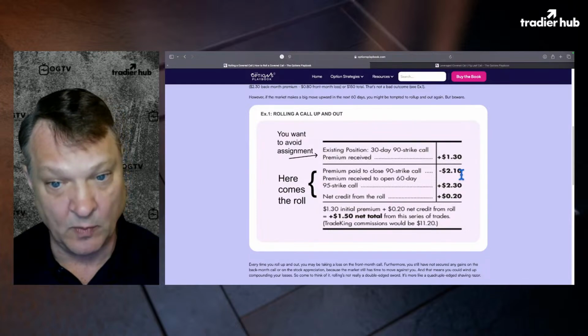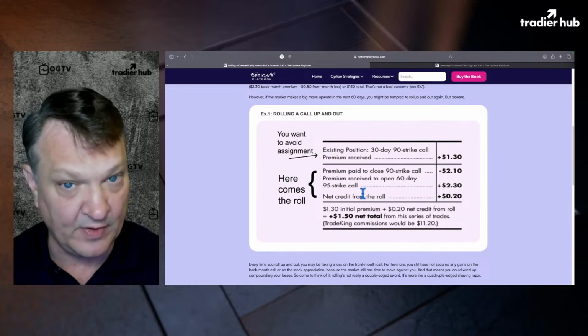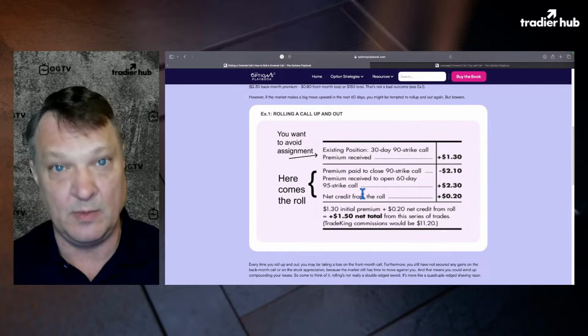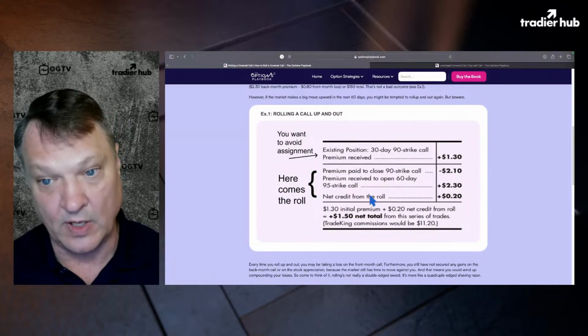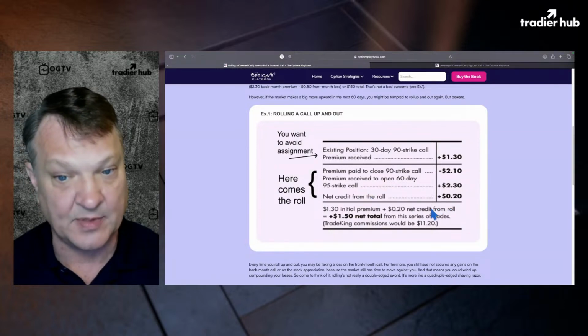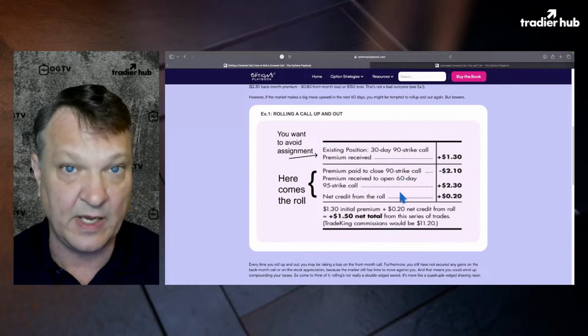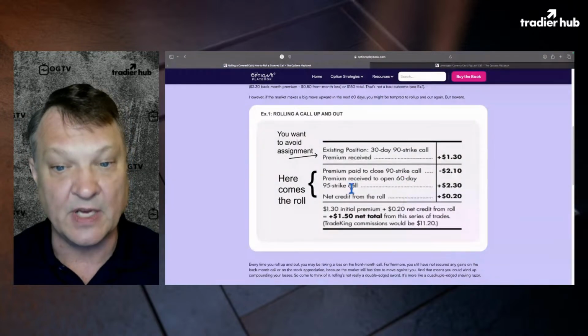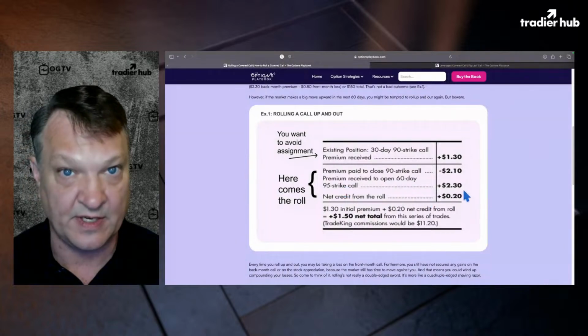So what a lot of people will then try to do is they'll go out in time, go out further in time. So you're adding premium to your option contract because time is money. So we're going to go out further and we're going to look at a 60-day option contract. And we're going to go up in strike because we don't want to be assigned. The stock's already above 90. So we're going to sell the 95 strike call. And that call happens to be trading for $2.30.